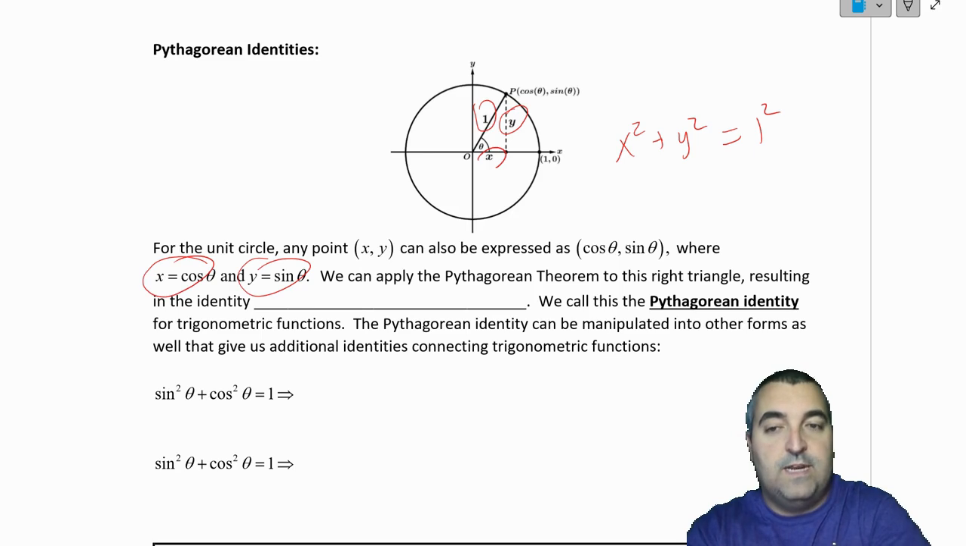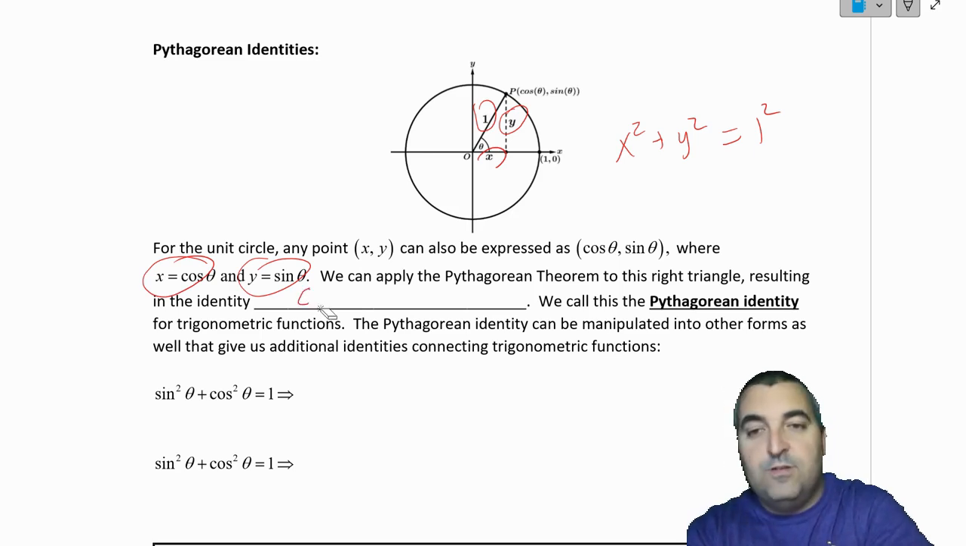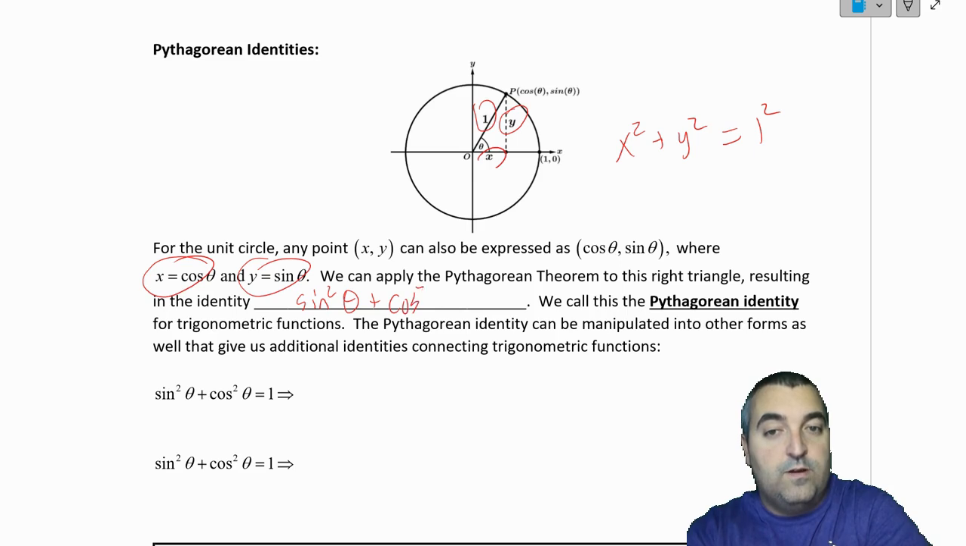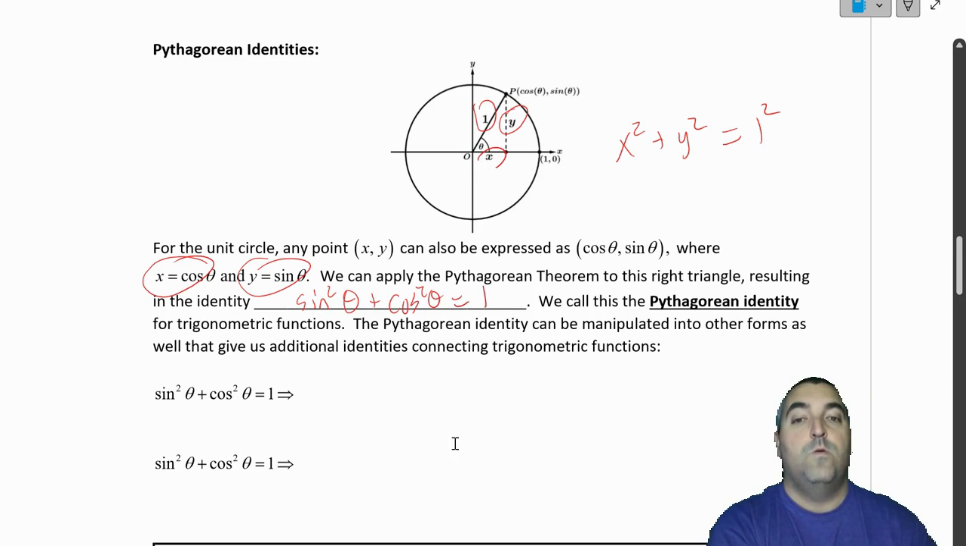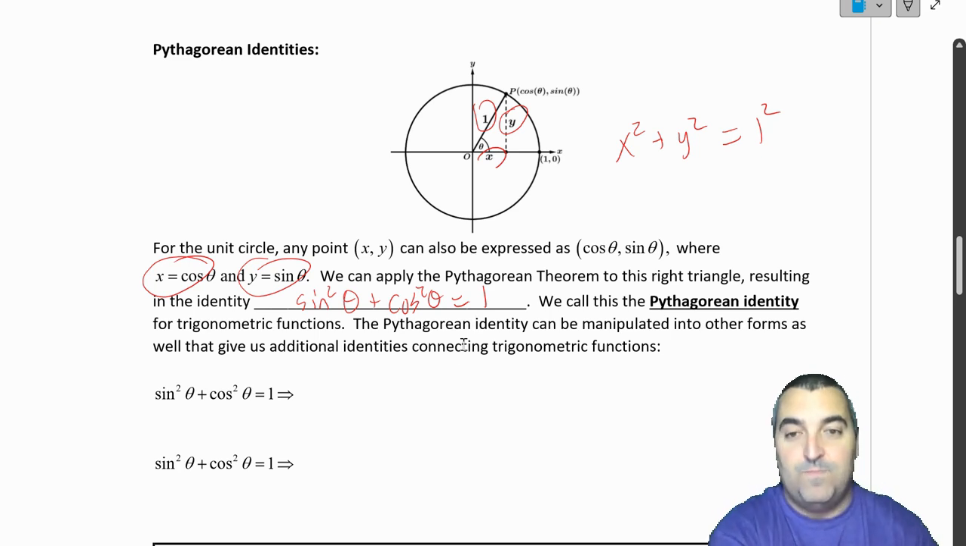So I could rewrite this identity as, technically usually we see sine squared first, but it doesn't actually matter, sine squared of the angle plus cosine squared of the angle equals 1 squared, which is just 1. We call this identity the Pythagorean identity because we use the Pythagorean theorem.